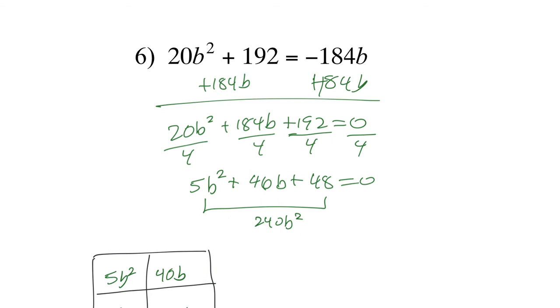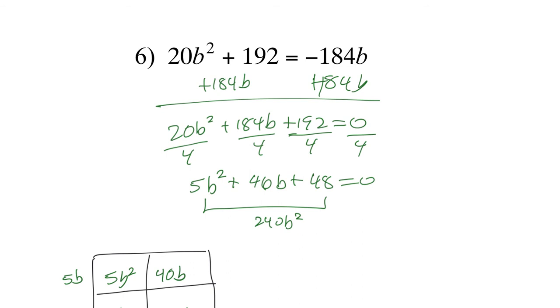Again, common factor on the first line is 5b. Common factor on the second line is 6. Common factor on the first column is b. Common factor on the second column is 8. Again, 5b times b is 5b squared. 6 times b is 6b. 5b times 8 is 40b, and 6 times 8 is 48.